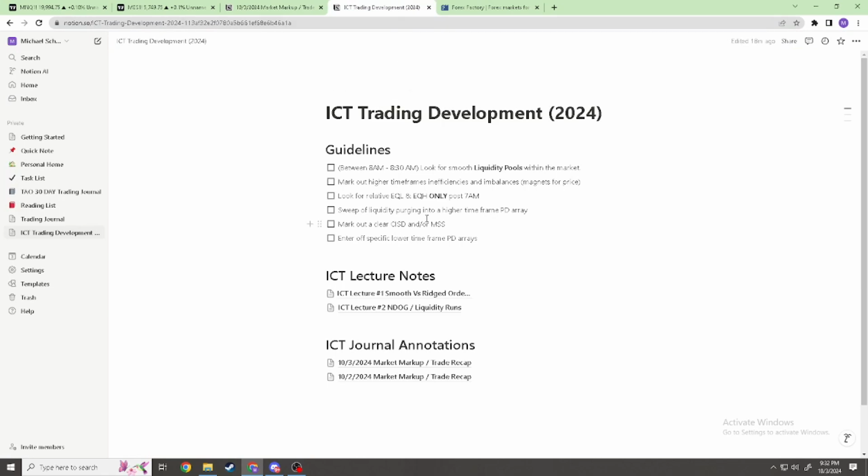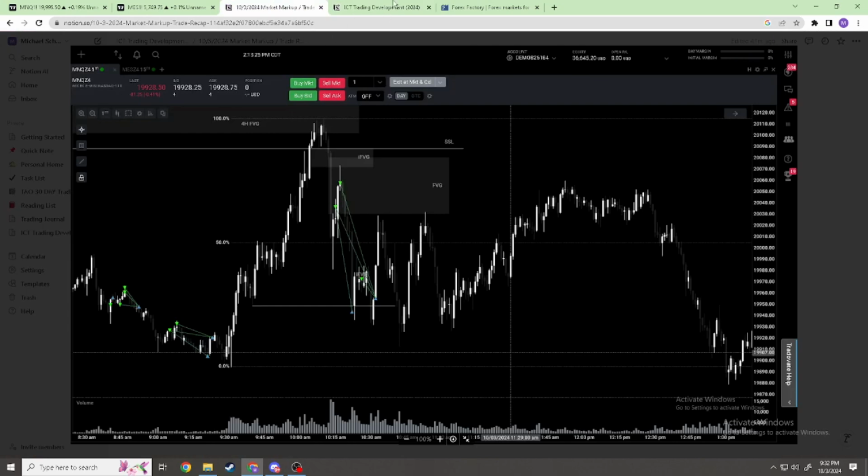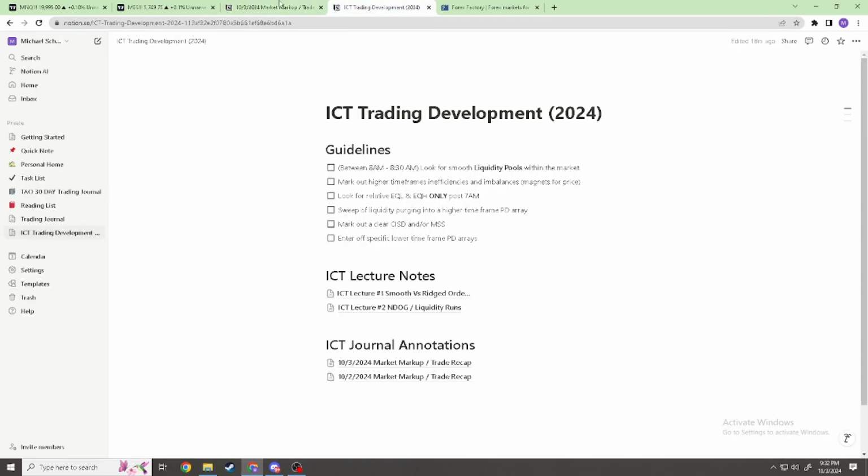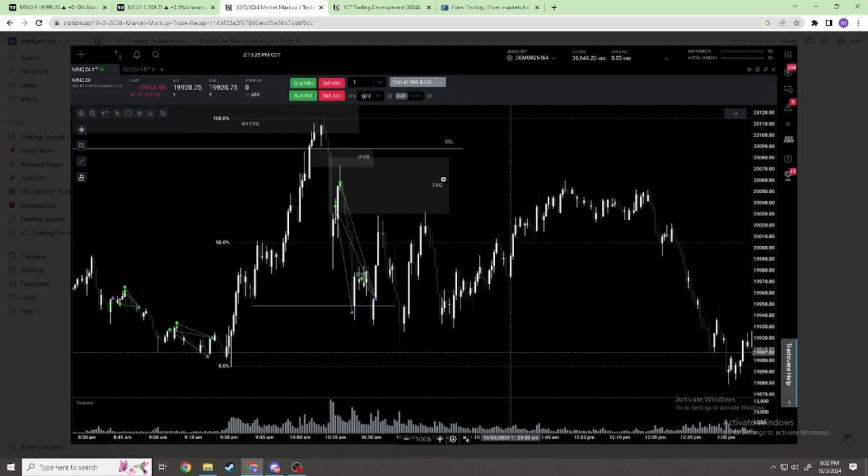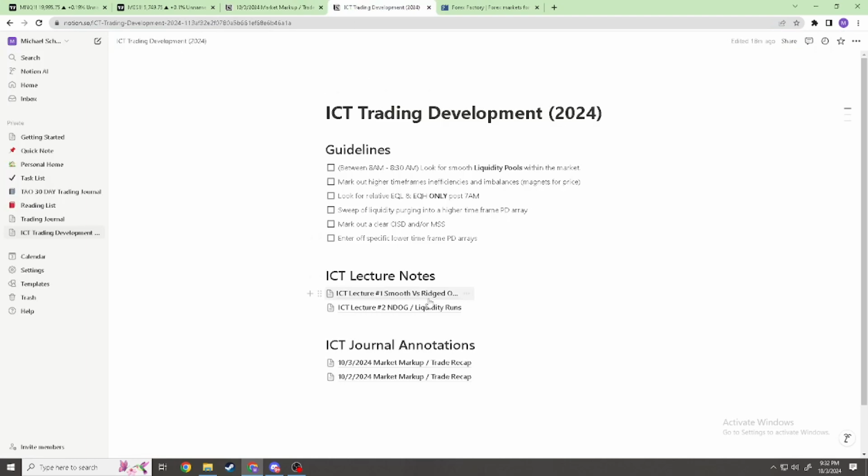Alrighty. So that's basically the market recaps and trade recaps. I think I banked around 2.2K. And yeah, it was just beautiful trades, very clean setups. What I learned was smooth versus rigid. In new day opening gaps, I'm still working on it. But I have these guidelines set. You guys could copy this, save it, whatever you want to do.